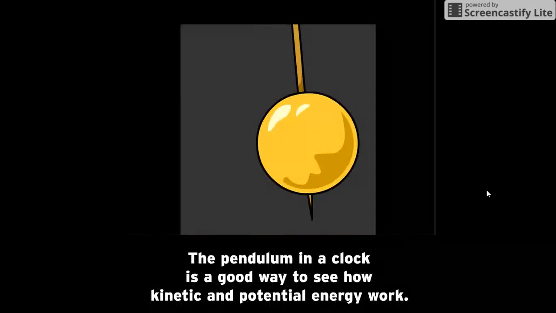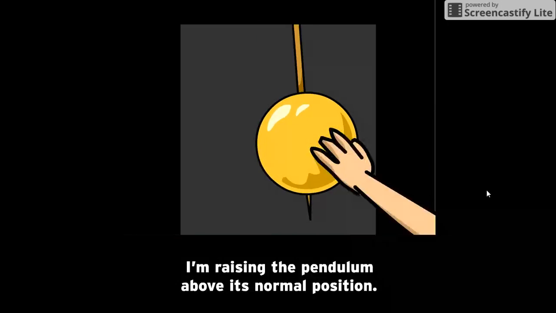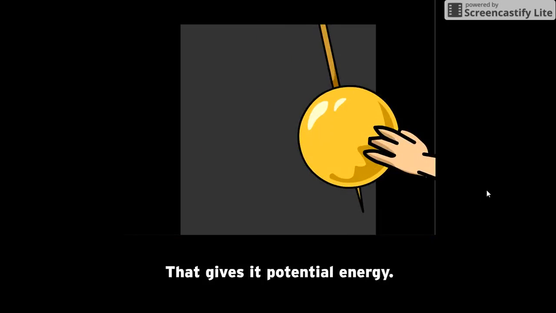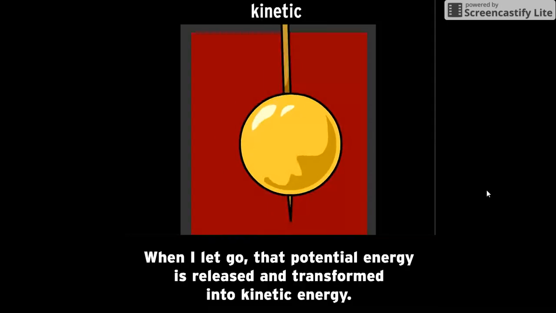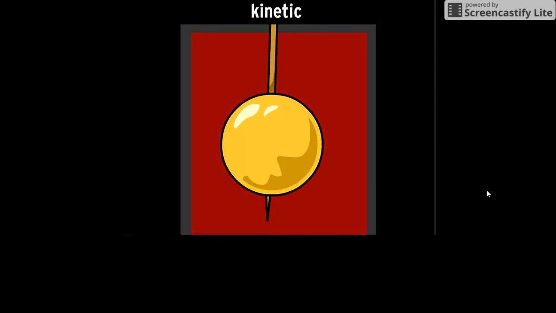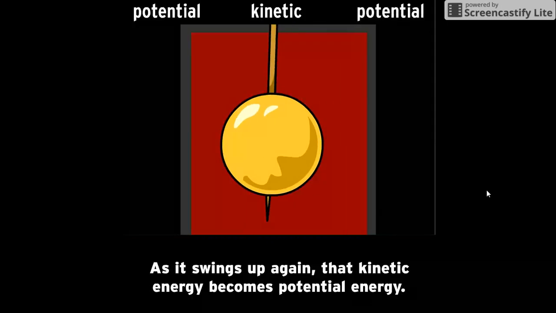The pendulum in a clock is a good way to see how kinetic and potential energy work. I'm raising the pendulum above its normal position. That gives it potential energy. When I let go, that potential energy is released and transformed into kinetic energy. As it swings up again, that kinetic energy becomes potential energy.